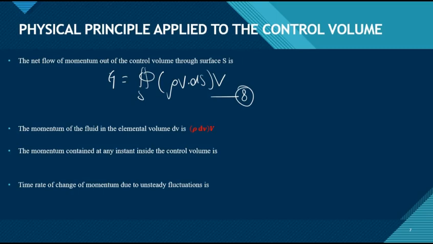Now, because this G is having a positive value, what we can say is more momentum is flowing outside of the control volume per second than the one that is entering the control volume. If G would have been negative, then we would say that more momentum is entering the control volume when compared to the one that is leaving the control volume. So this was the first term of our right hand side.